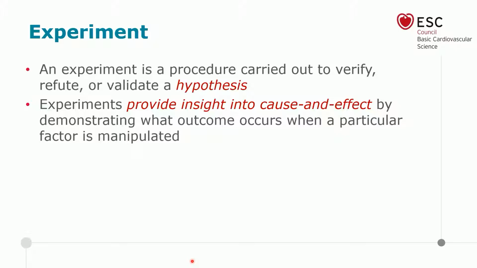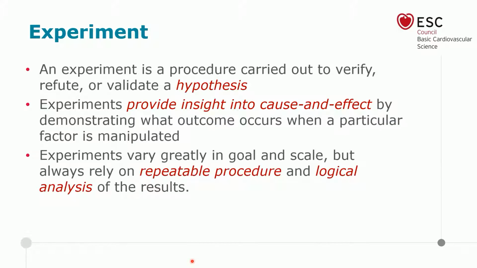So if you think this factor A is really important for, let's say, atherosclerosis, what you want to do is keep everything constant and only change this one particular factor and see how it influences the process of atherosclerosis. Now, experiments can vary greatly in goal and skill, but they always rely on repeatable procedure.